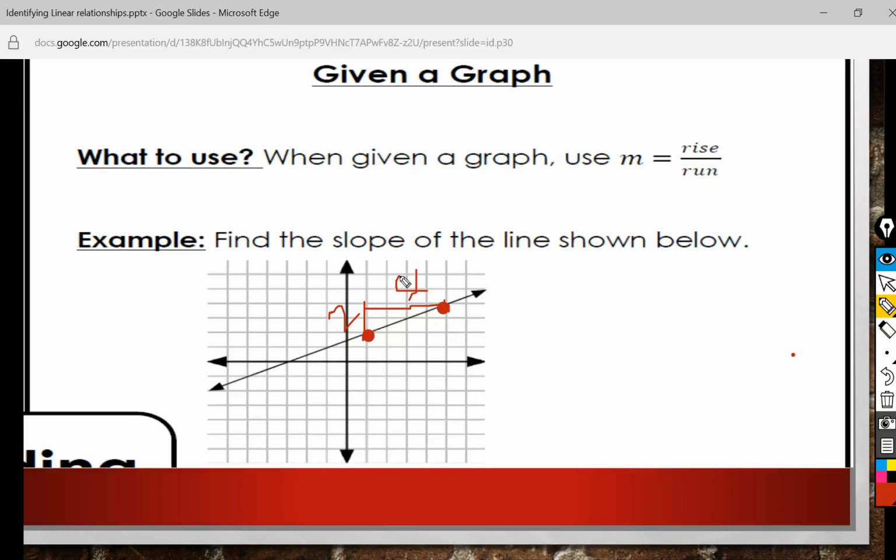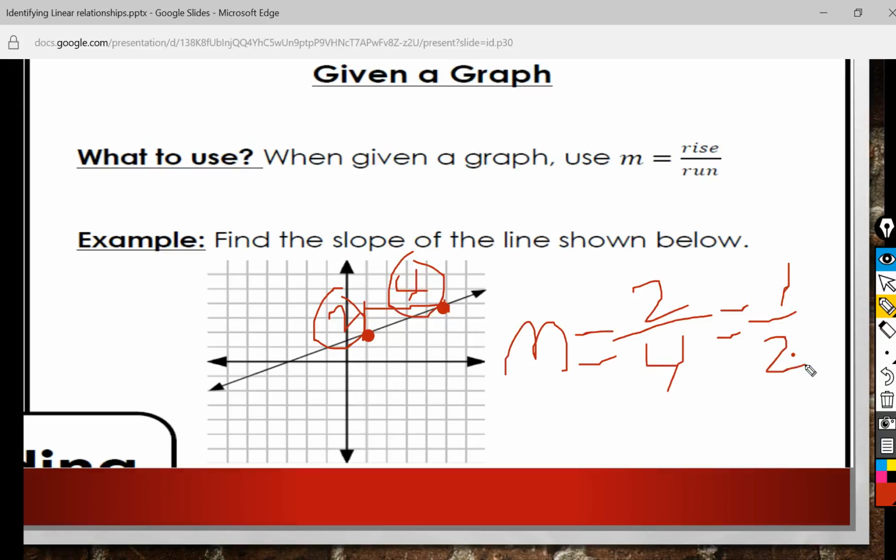So if I'm going to write this in the form of the formula, I would say M equals my rise, so 2, divided by my run, which is 4. And then after I reduce that, it comes out to be 1 over 2. So my slope is 1 over 2. And I do have to say this is the easiest way for my kids so far to learn this. If I say my kids, that's if any adults are watching this. Hopefully y'all do, because that would help y'all to help teach your kids as well.